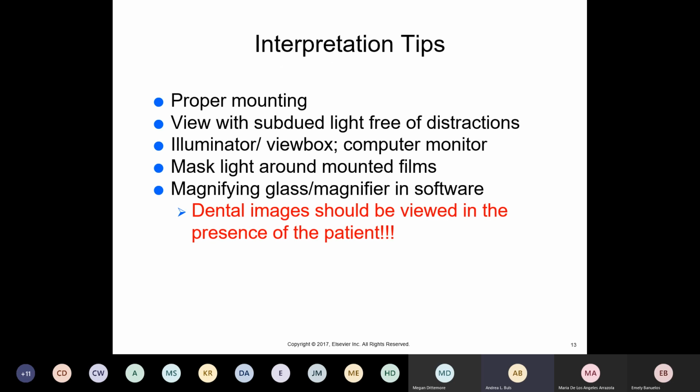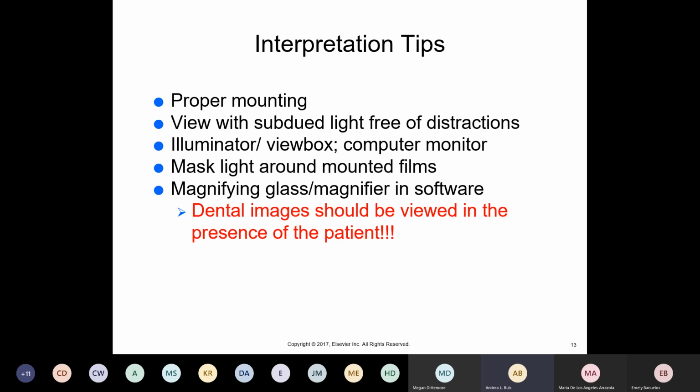We want to make sure that we have those x-rays in either the digital chart or the digital mount, or if they're film, in the correct order. We want to make sure that we view them with low light, free of distractions. It helps too with a computer if you can even do that. So if you've got your computer in your room and you're trying to do some interpretation, turn the light off and just look at your monitor, because sometimes that helps.